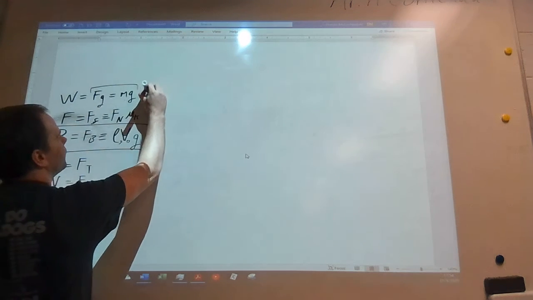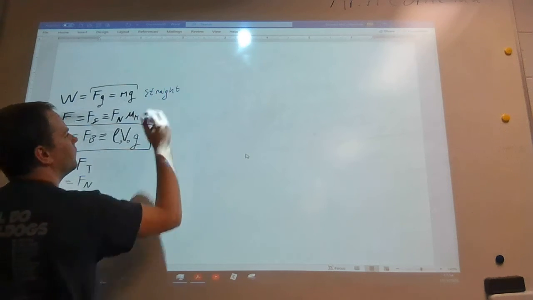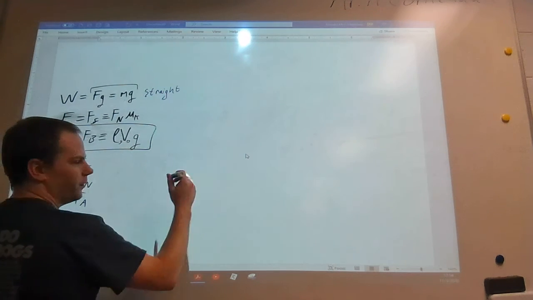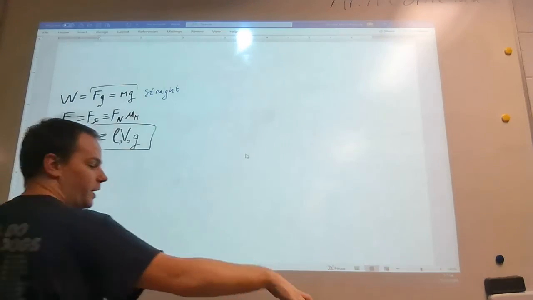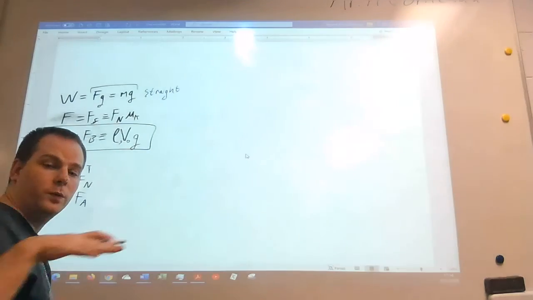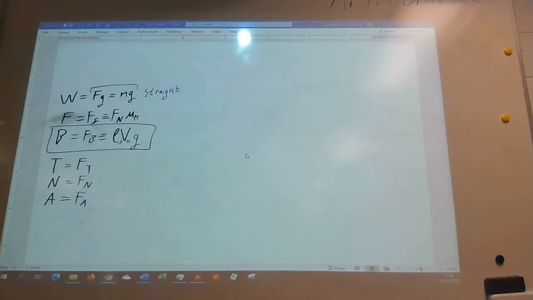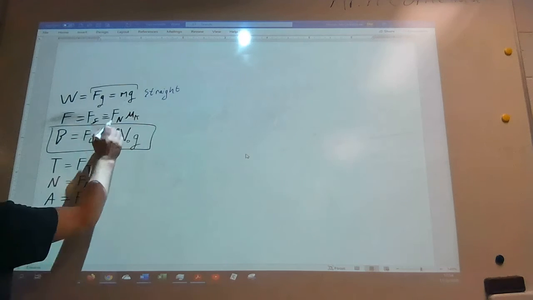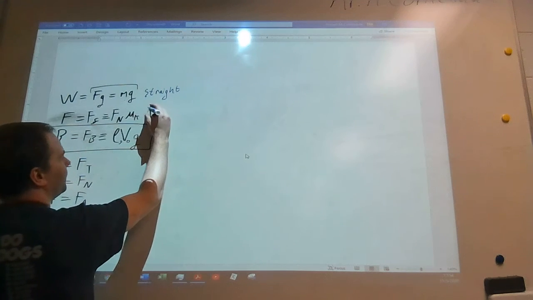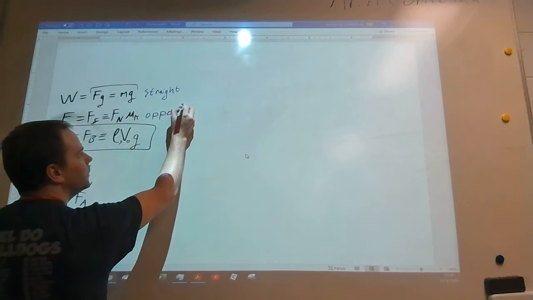Weight is always straight down. So if we have an object that's moving sideways down a slope, the weight is straight down. If it's moving horizontally, the weight is still straight down. Always. Okay, force of friction is always opposite the direction of attempted motion.